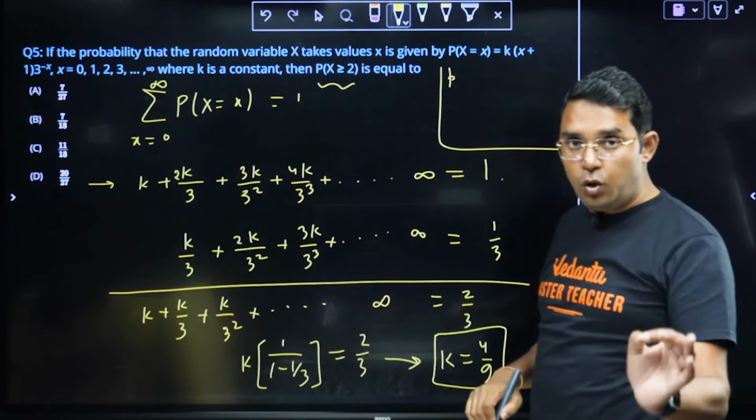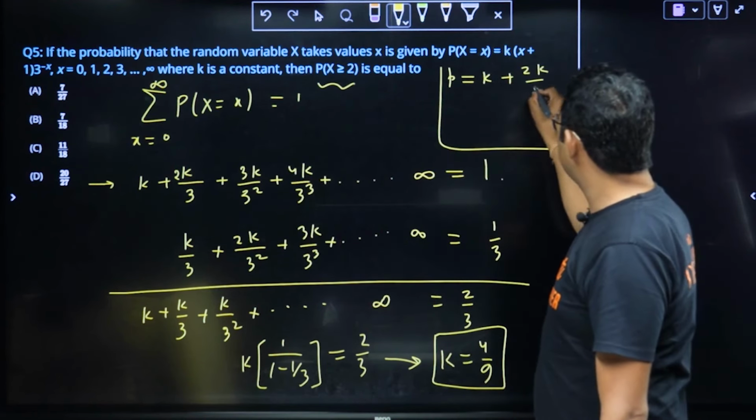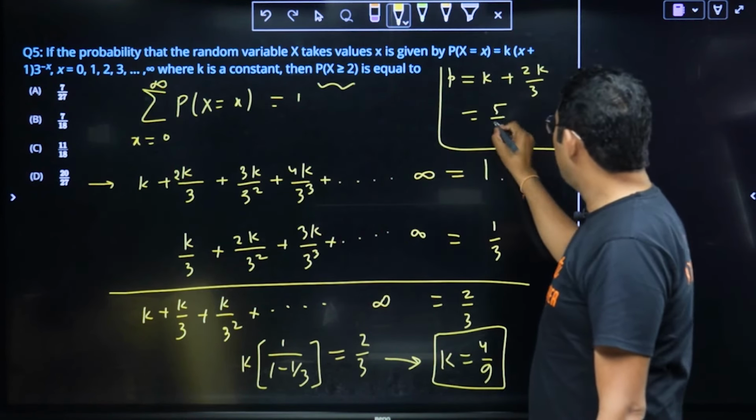Corresponding to x is equal to 0, it is k. Corresponding to x is equal to 1, it is 2k plus 3. Take LCM, it becomes (3 plus 2) 5 upon 3 into k, where k is 4 by 9. It becomes 20 upon 27.